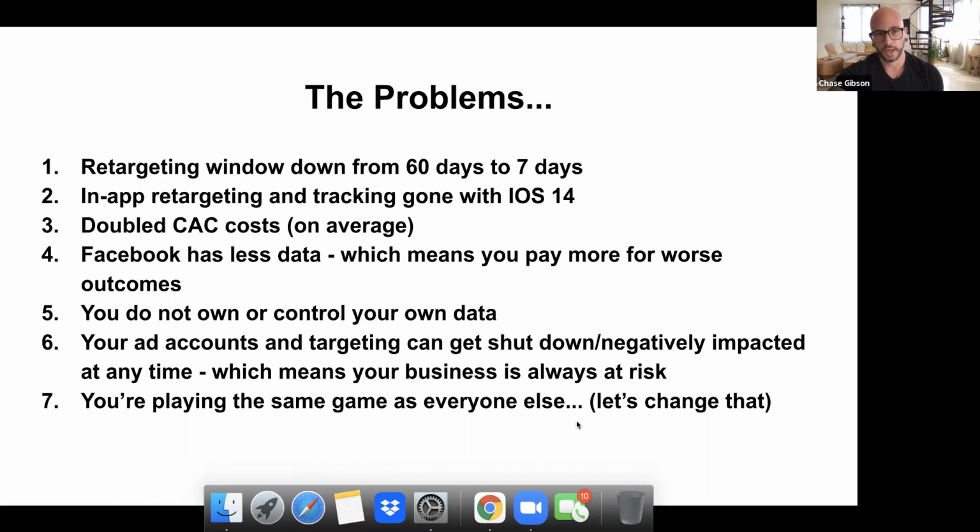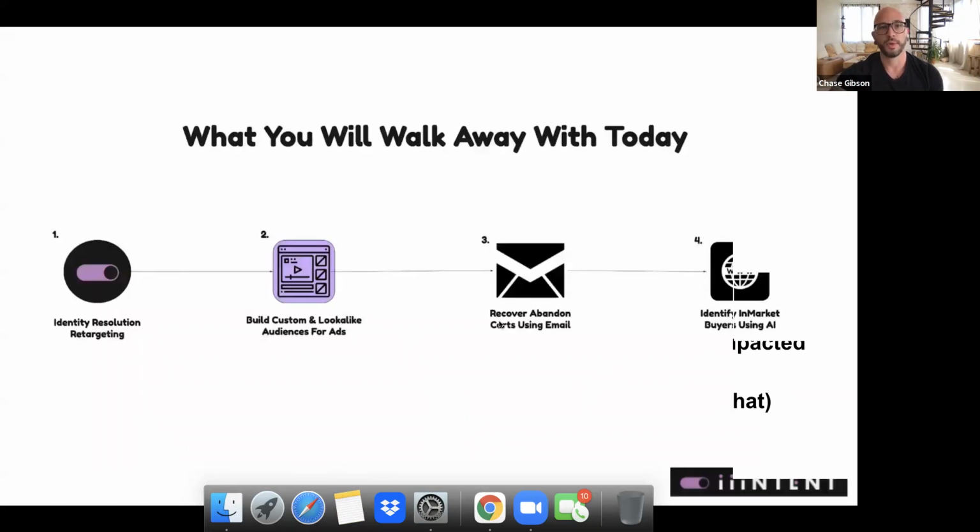So I'm going to walk you through how we're doing this at the moment. What I want you to walk away with is how to use identity resolution to do retargeting for you, and I'll walk you through how we do that.